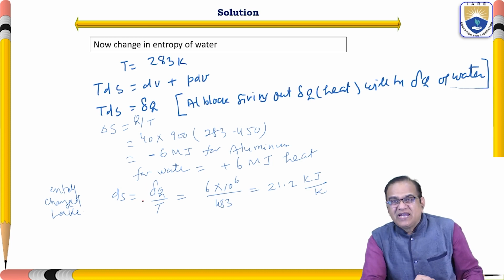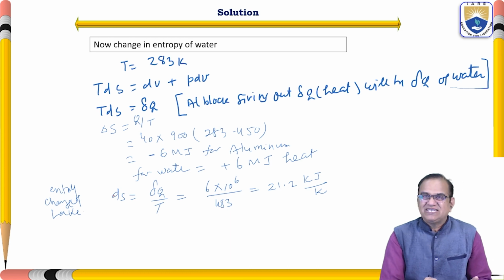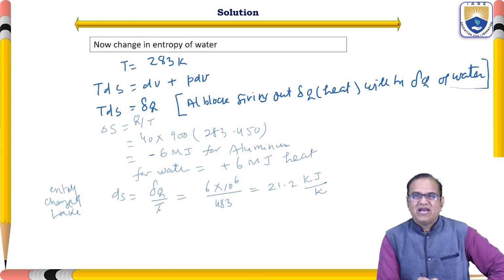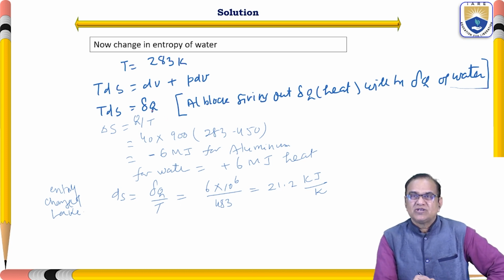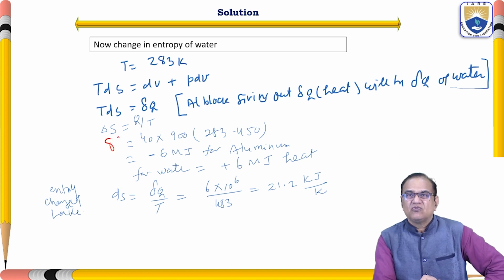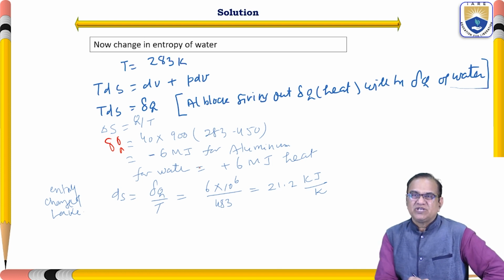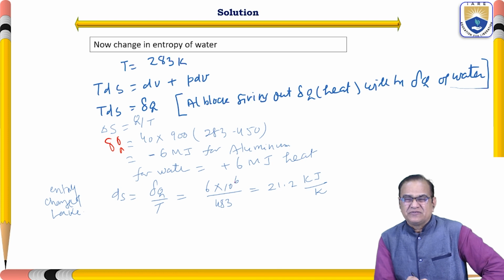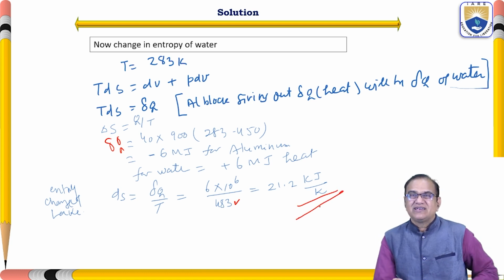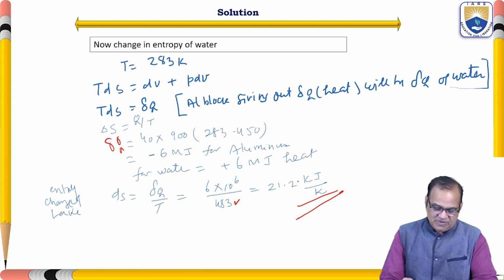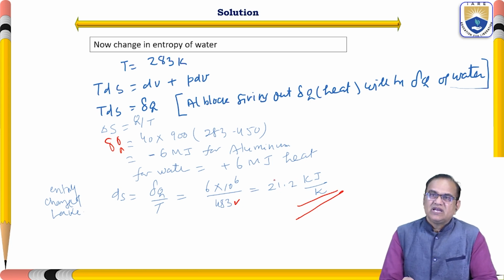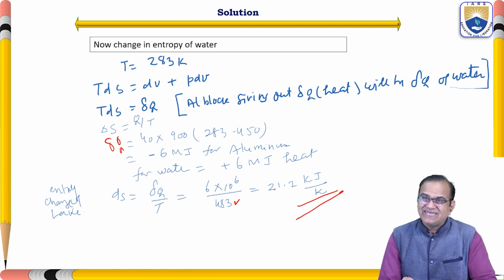Now the entropy change in the lake: dS is equal to delQ by T. Here delQ is 6 into 10 to the power 6, divided by 283. So it is 21.2 kilojoule per Kelvin. This is the change in entropy of the water. This much entropy will be changed.